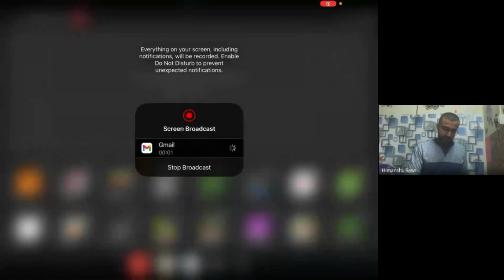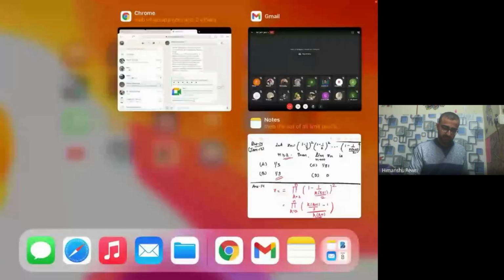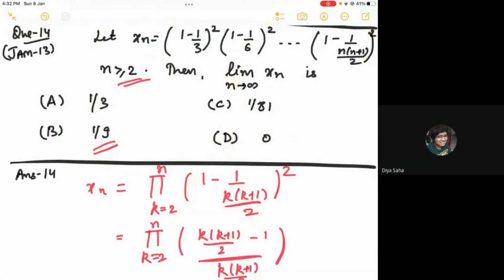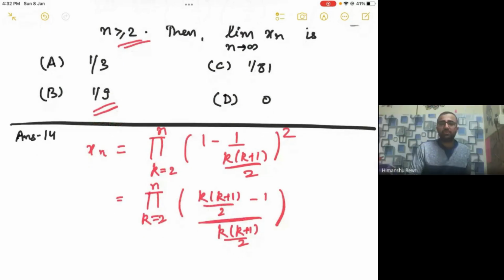Sir, screen is not visible. Yes sir, not visible. Okay, wait a minute, let me check why it is not visible. From my side, I don't think so. There is some issue. Okay. Share screen, start broadcast. Now screen is visible. Yes, sir.